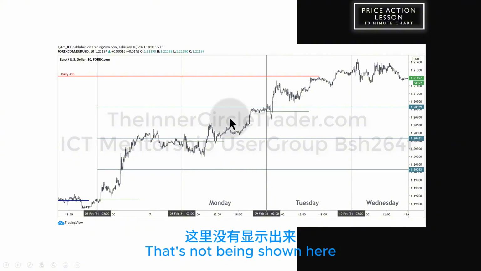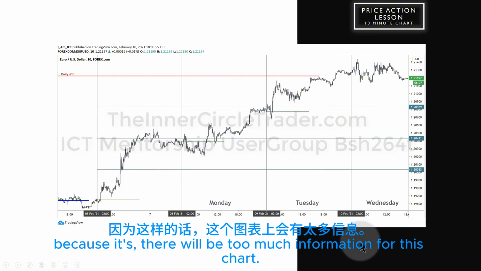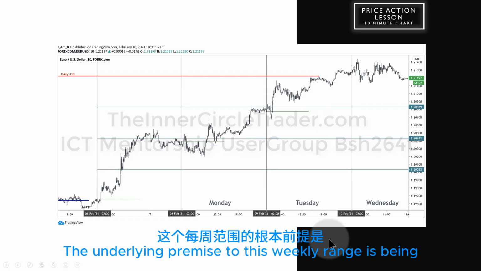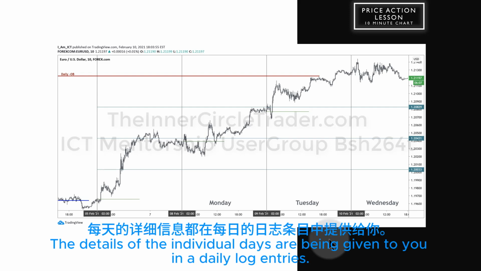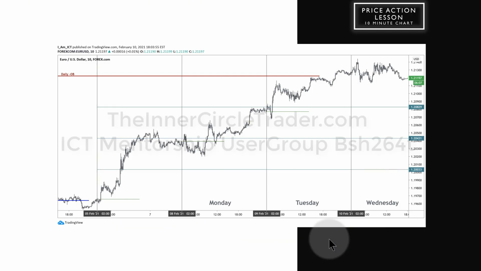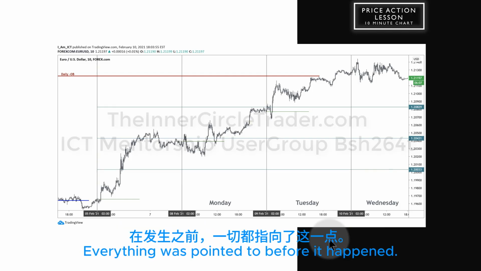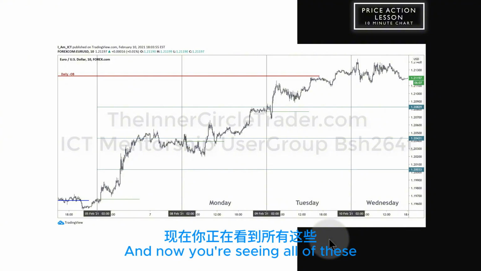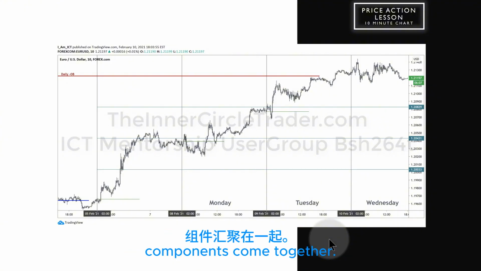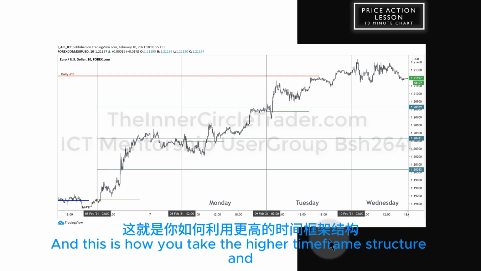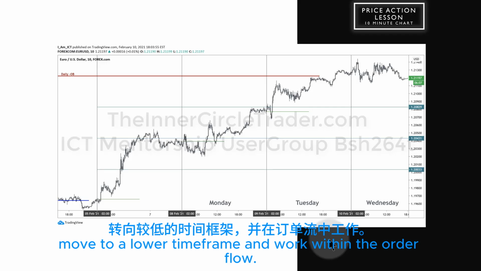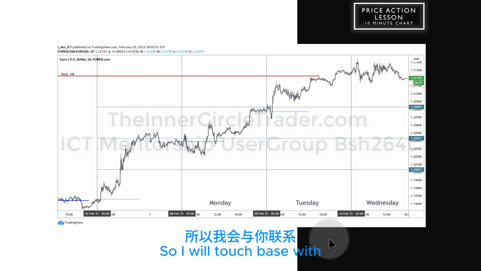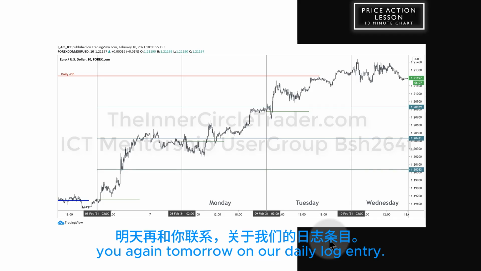That's not being shown here because it would be too much information for this chart, but the underlying premise to this weekly range is being shown to you here. The details of the individual days are being given to you in the daily log entries. Everything is here. Everything was pointed to before it happened, and now you're seeing all of these components come together. And this is how you take the higher time frame structure and move to a lower time frame and work within the order flow.